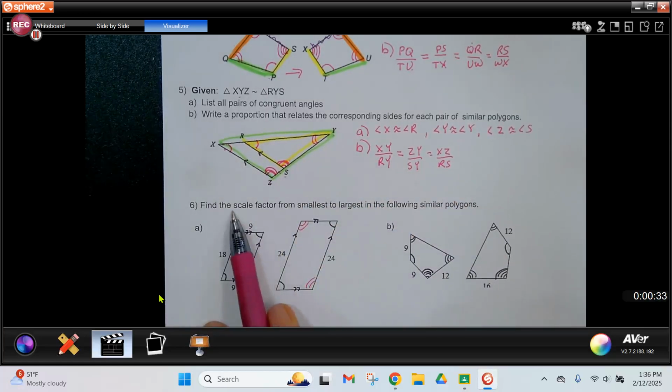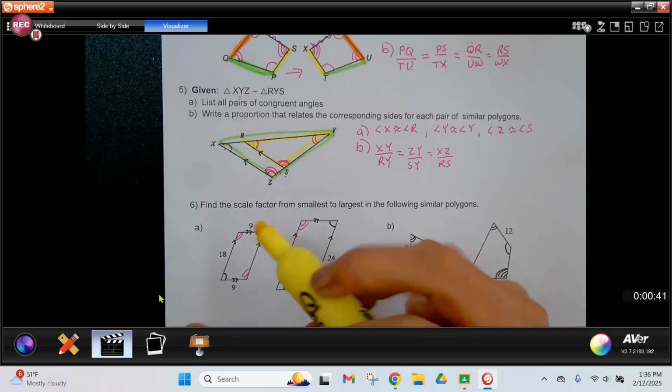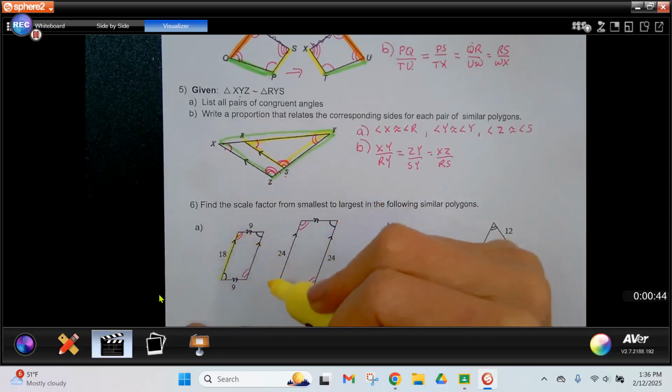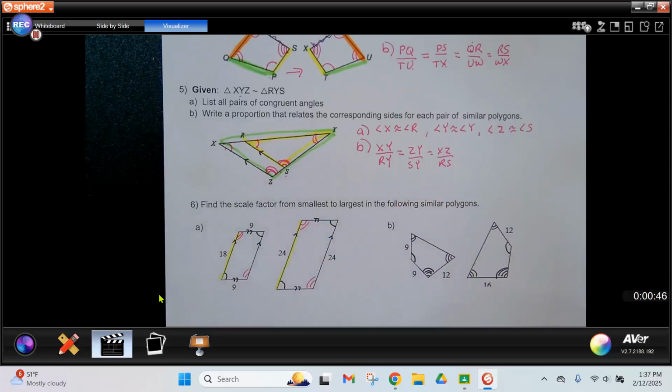Okay, let's find the scale factor from the smallest to the largest. Well, this is the smaller figure and this is the larger figure. And we just need to find one pair of corresponding sides. And I see that this side right here would correspond with this one. So I can write a ratio from the smallest one, 18, over the bigger one, 24. So there's the ratio, or the scale factor.